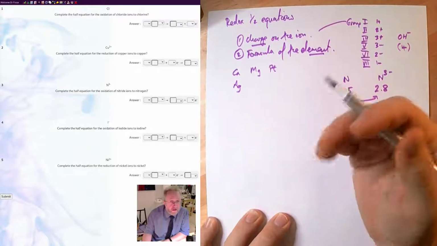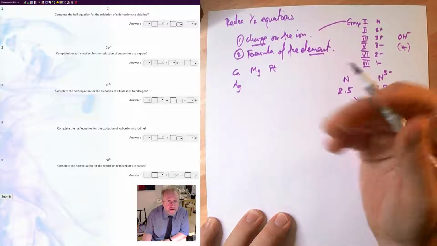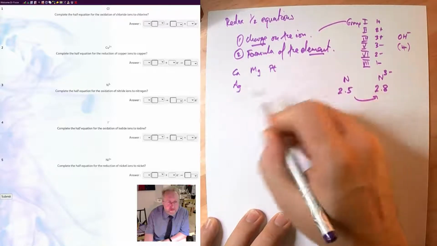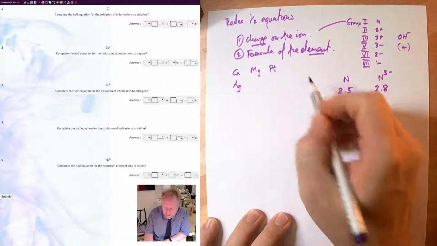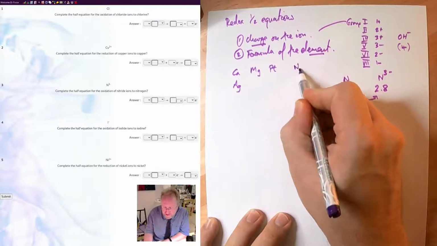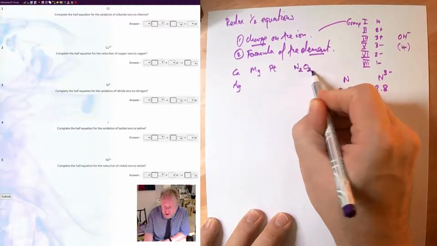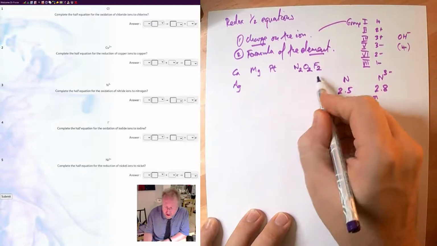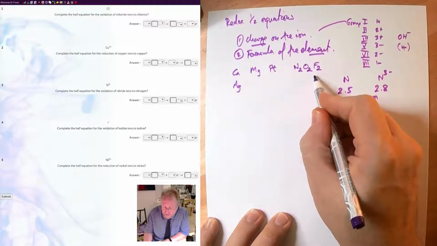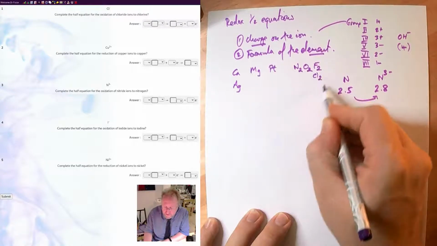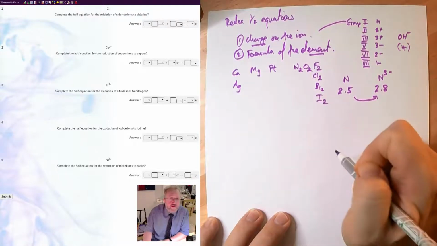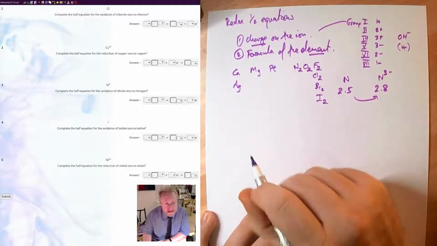If it is a non-metal, the general rule is that it's a diatomic molecule. So if we just copy the periodic table, nitrogen is N2, oxygen is O2, fluorine is F2, we've also got Cl2, Br2, I2. Those are pretty much the only elements that you need.